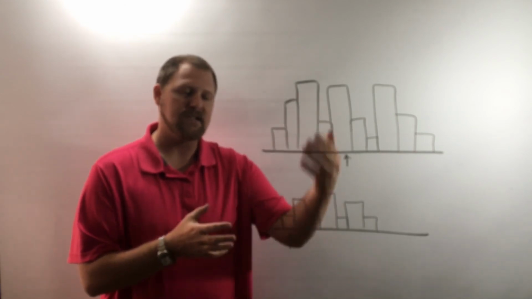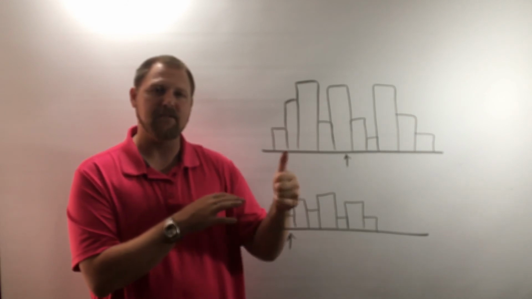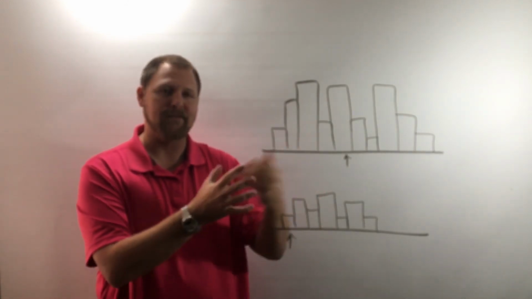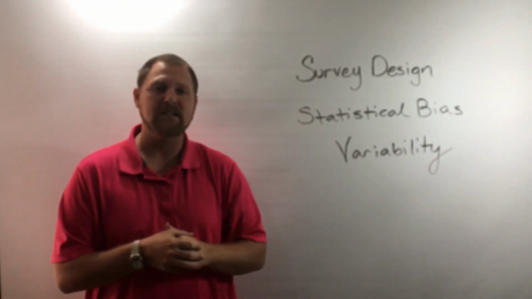And this is how statistical bias and variability are intertwined in this data center, being able to identify variability and the type of statistical bias that is represented graphically. And that is survey design, statistical bias, and variability.